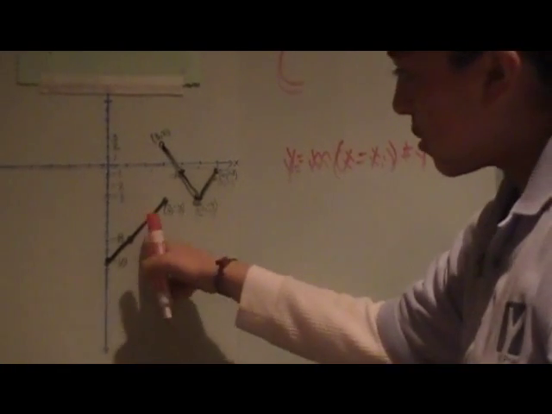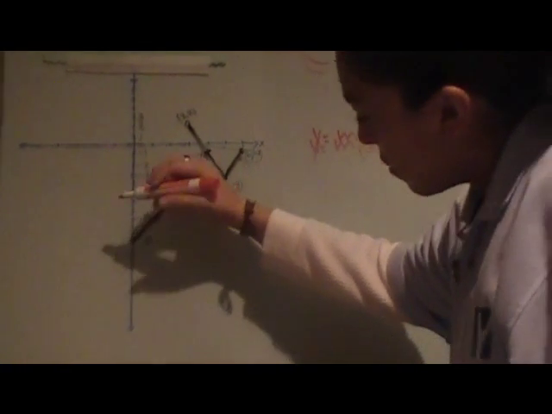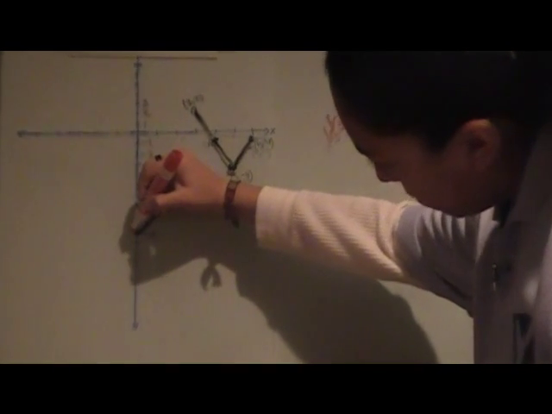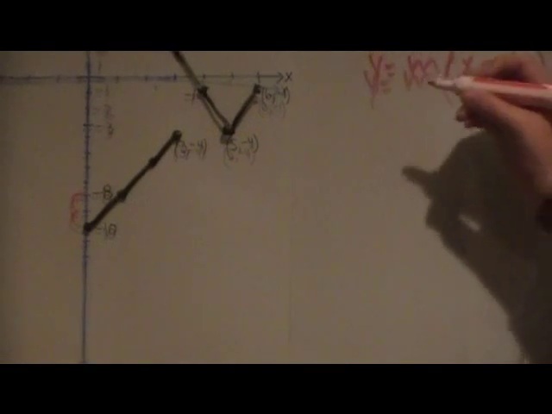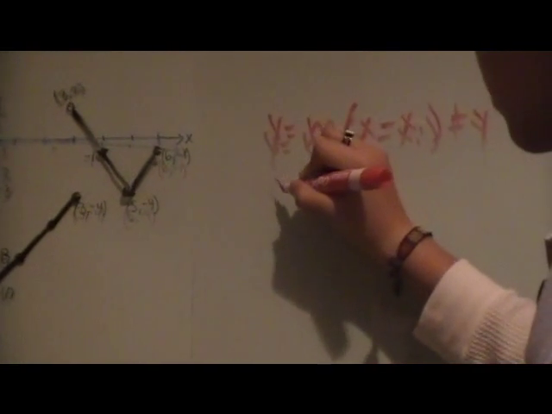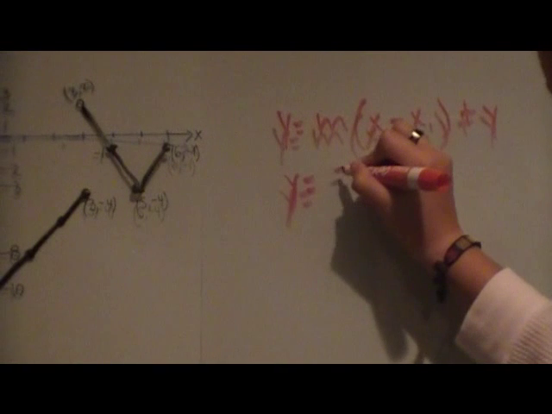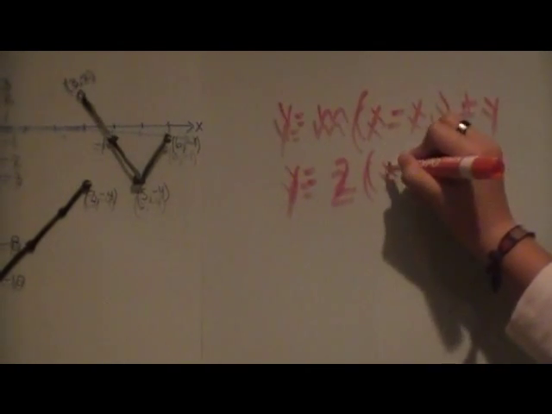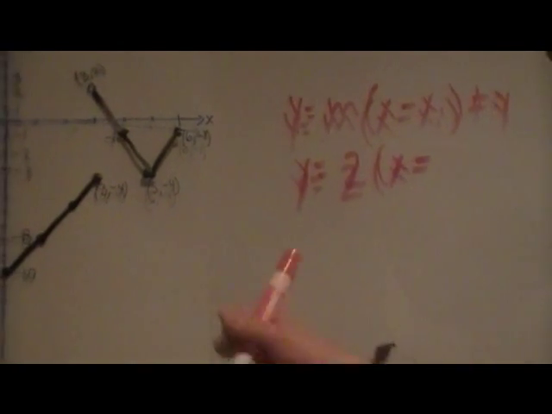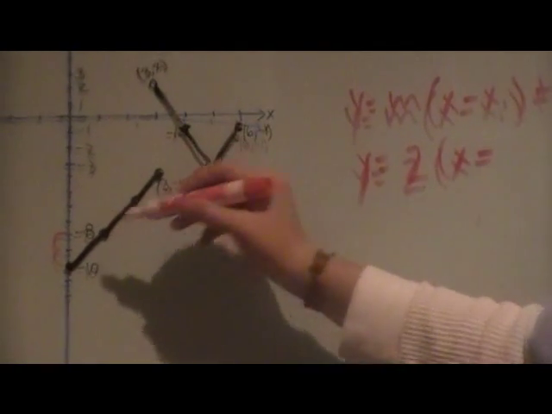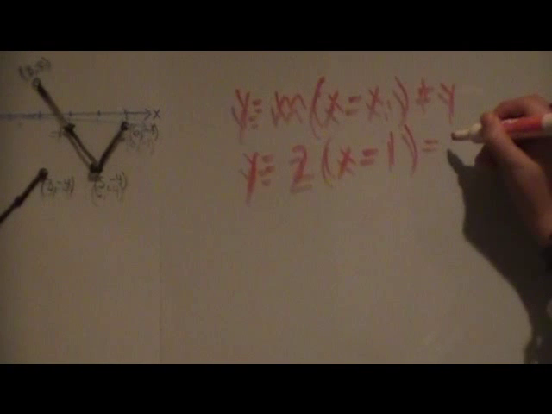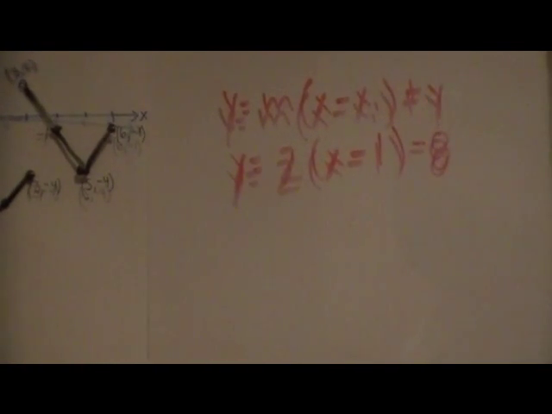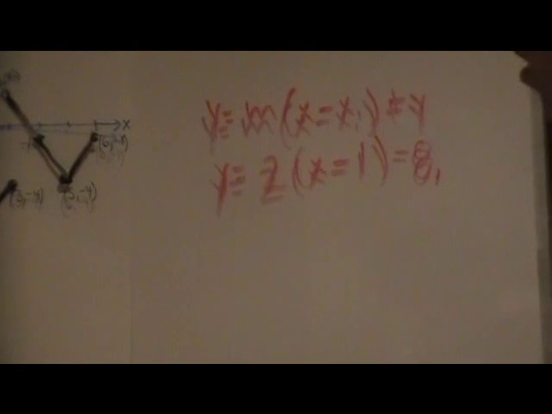Now, for the first piece of the graph, we have to find the slope. It goes up 2, and then it goes over 1. So the slope, which is m in this case, will be 2. And then the point that we will be using is (1, negative 8). So y equals 2 times x minus 1, minus 8. And this is our equation.